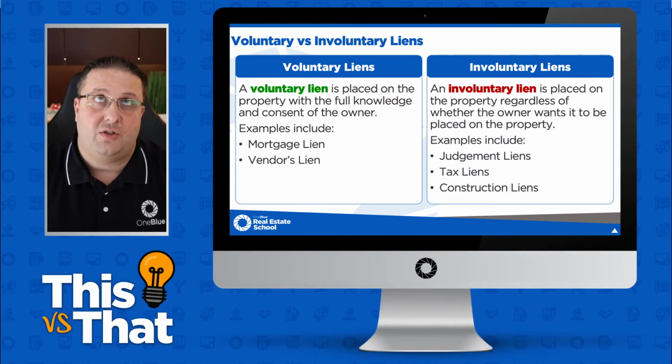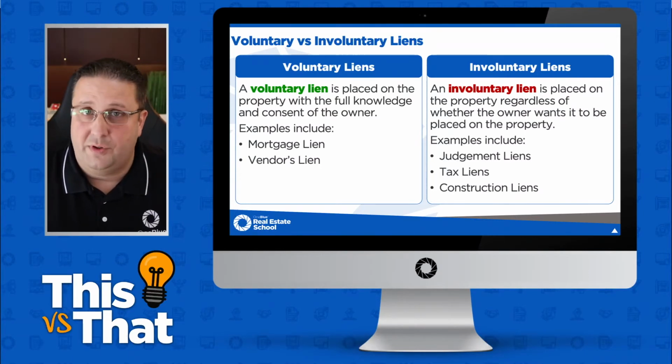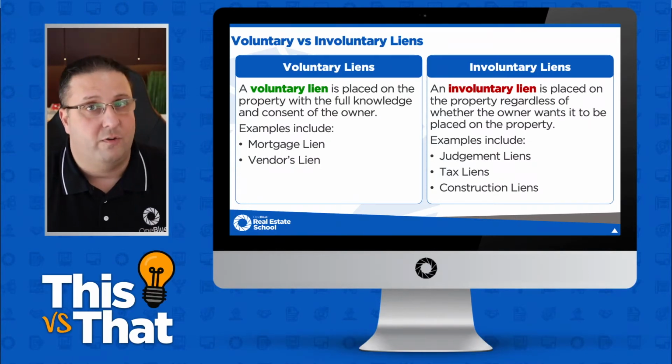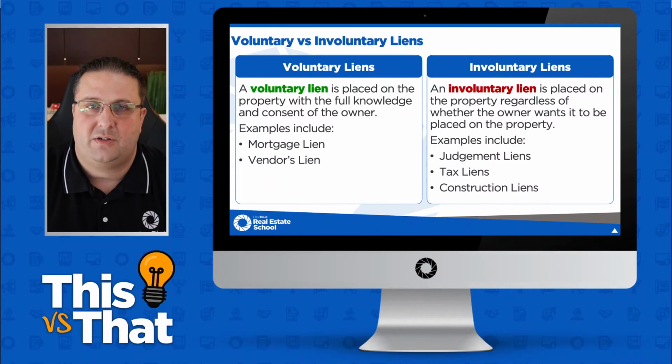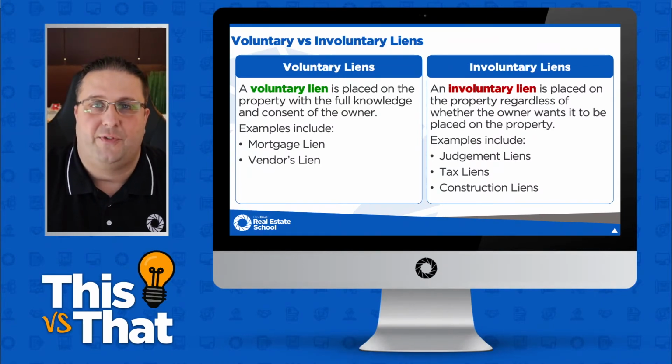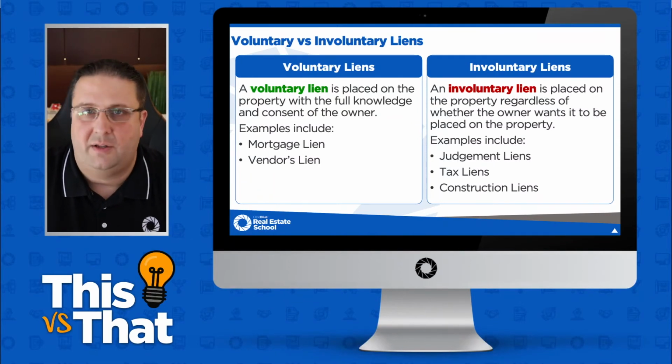And construction or mechanics liens. So these are liens when you have a swimming pool installed, for example, or maybe a new roof placed on the property. The contractor can go down and get a contractor's or mechanics lien placed on the property, even without your consent. So these are the two examples, voluntary versus involuntary liens.